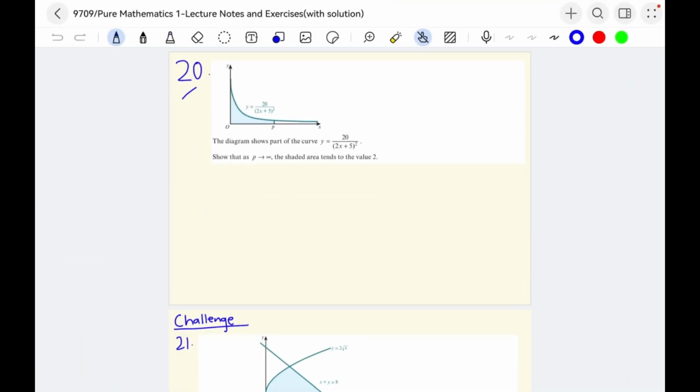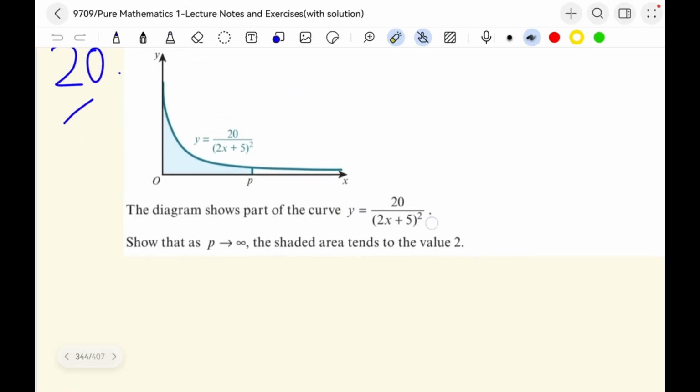All right, let's move on to the next question, which is question 20. This question is from the course book as well. So look at the diagram. The diagram shows part of the curve of this particular equation shown over here.